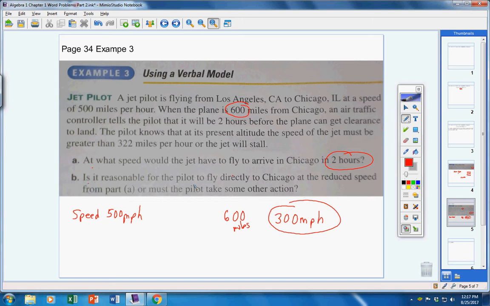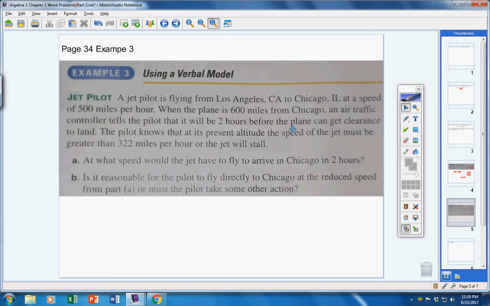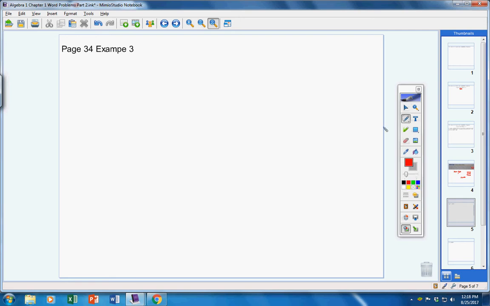Now, is that a reasonable speed? Is it reasonable for the pilot to fly traffic to Chicago at the reduced speed from part A? Well, of course not. Look up here, guys. If you're not traveling at least this fast, you're going to stall and fall out of the air. So is it reasonable? No, it's not reasonable. So what must the pilot do? Well, there's many answers you could give. I'm not a pilot, so I don't know how much of this is reasonable.